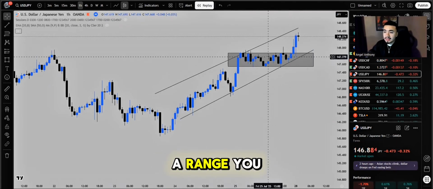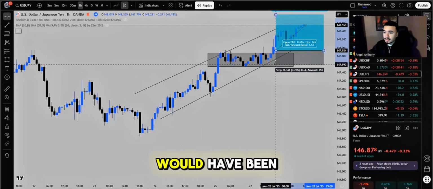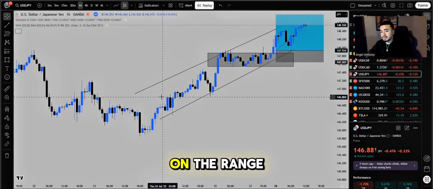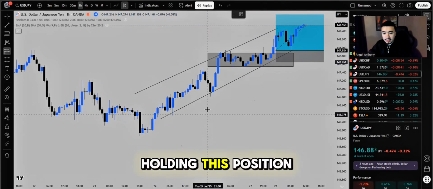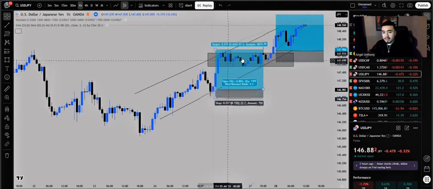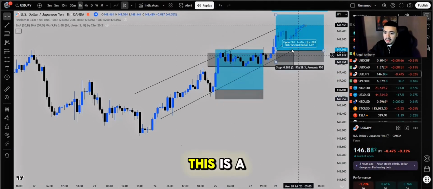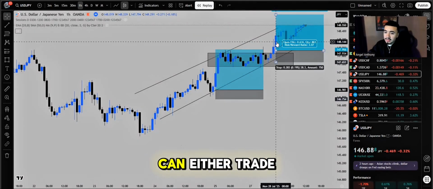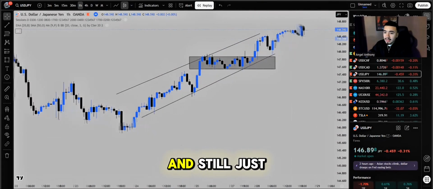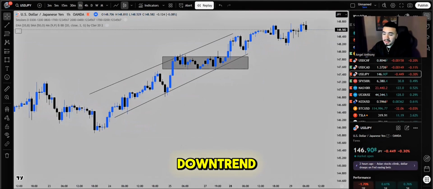So this is a range. You trade the breakout of the range. Your position here would have been solid too. And that's how you scale in on the range. Holding this position, right? Trading with the trend, it respecting the trend, and getting in on the retest. This is a retest. The breakout, you can either trade the breakout or get on the retest. And it's still just uptrending. Uptrending until it gets back into a downtrend.